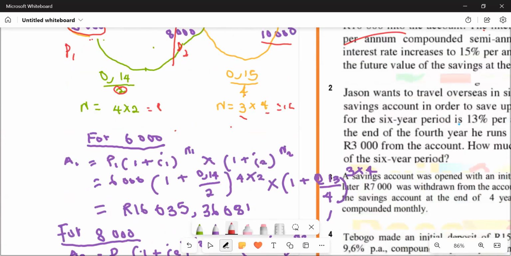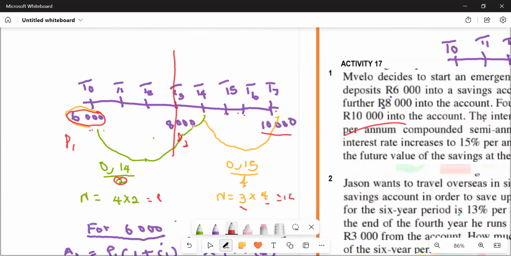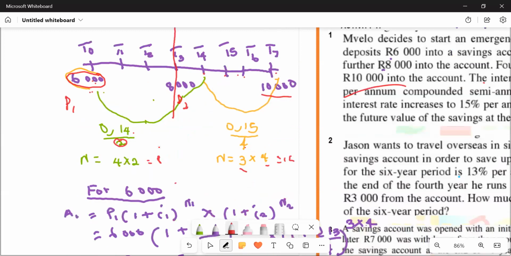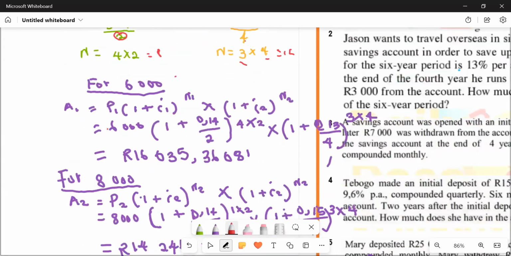So how much money are we going to have for 6,000? If we only consider 6,000, it's before the green color. So how much interest is 6,000 going to receive? 6,000 is going to receive interest at 0.14, and it's also going to receive interest at 0.15. All in all, if we take the 6,000 and grow it for the next 7 years, it's going to be 16,000. After that, we go to 8,000.